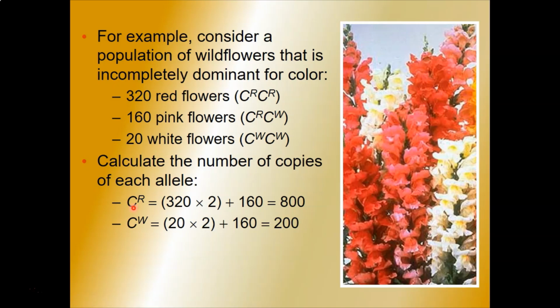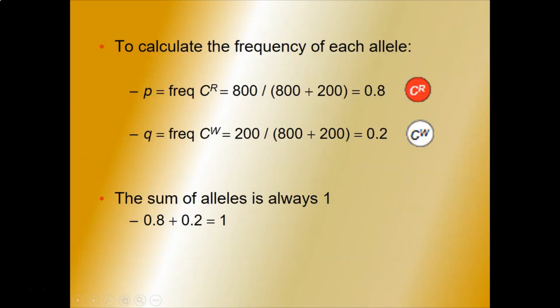Calculate the number of copies of each allele. This is what we were just talking about. For the red allele, you have 320, but it's times 2 because we're diploid. So 320 times 2, and then don't forget, there's also the heterozygote, so 160 as well. That equals 800 copies of the red allele in this population. And the white is 20 times 2 because we're diploid, and then also 160, so we have 1 there. That's 200. So in this population, we actually have 1,000 alleles.